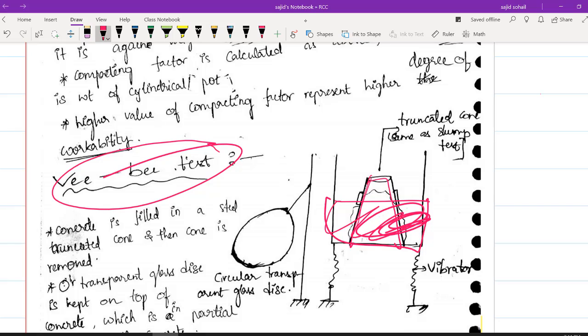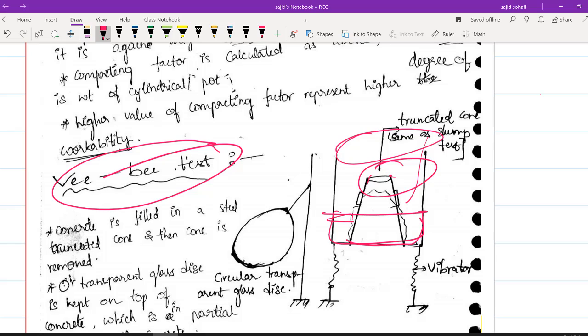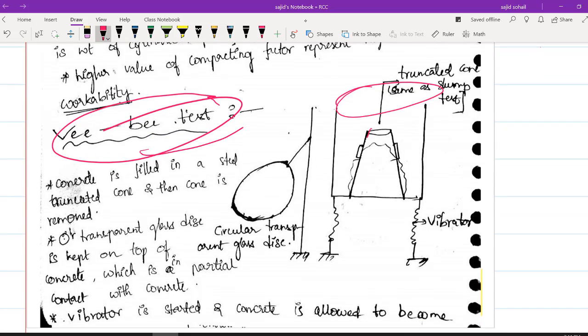So this is the test. I'm just closing it at the top with the lid and I'm shaking it, vibrating it. When I'm vibrating it, obviously it will lose its shape and take the shape of the surrounding cone you have. If it is a circle, it will take the shape of a circle, as simple as that. So we have to measure the time duration in which it changes its shape from this cone to your circular disc shape. You just have to measure the time, and this time will give you your VB test.